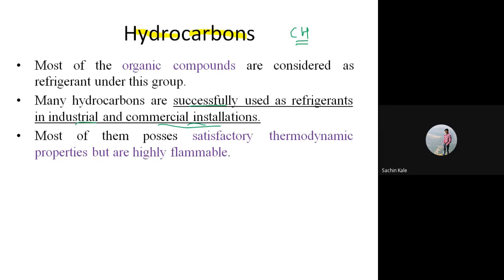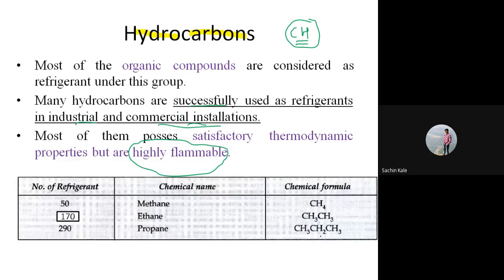and because of which we are not using those hydrocarbon refrigerants extensively, is that these hydrocarbon refrigerants contain carbon and hydrogen. That's why those refrigerants are highly flammable. So though those hydrocarbon refrigerants have satisfactory thermodynamic properties, there are still some limitations to using them in many applications, because those are highly flammable refrigerants.